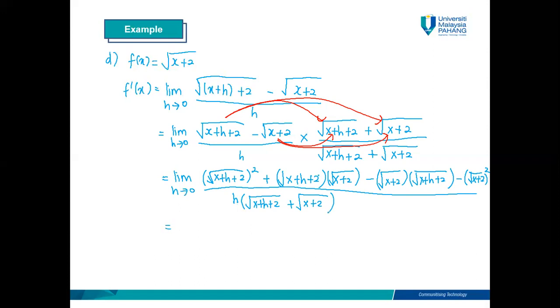Okay, this one. Ini dengan ini you boleh cancel off, yang tinggal adalah square root, and then you square, dia akan hilanglah square root tu. X plus h plus 2. So minus, letak dalam kurungan. Ni pun sama, square root of x plus 2 square, so akan hilang. So x plus 2 only, so over h square root of x plus h plus 2 tambah square root of x plus 2, when h approaches to 0.